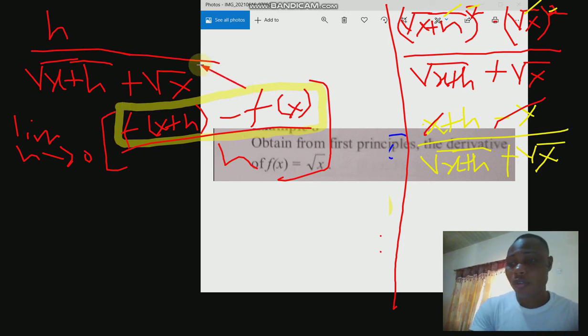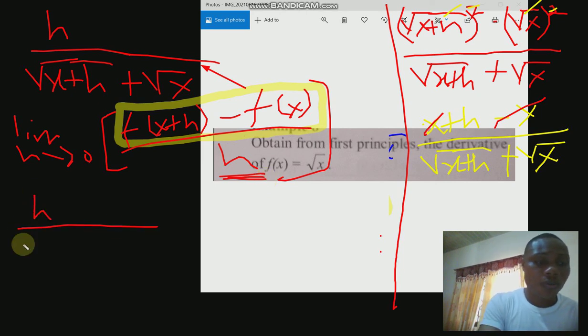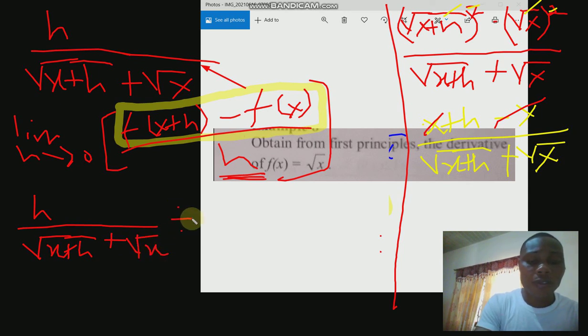Alright, so now we'll divide by this h. Okay, so that's what we are coming to do. So we have h on root of x plus h plus root of x, divided by h. Are you okay? So this division sign, if I change it to multiplication, what will happen?